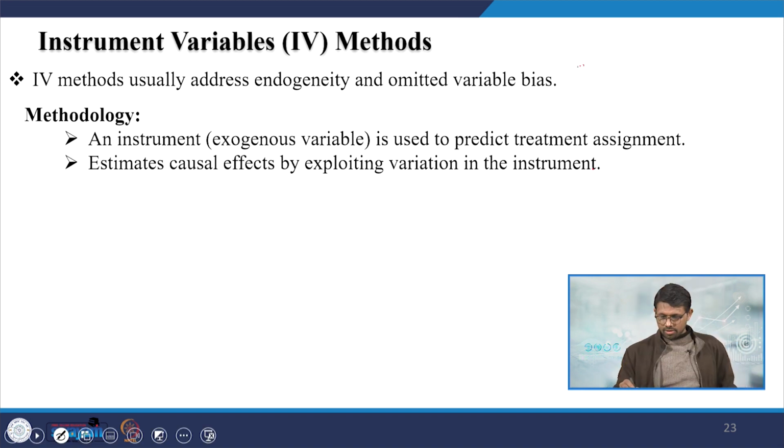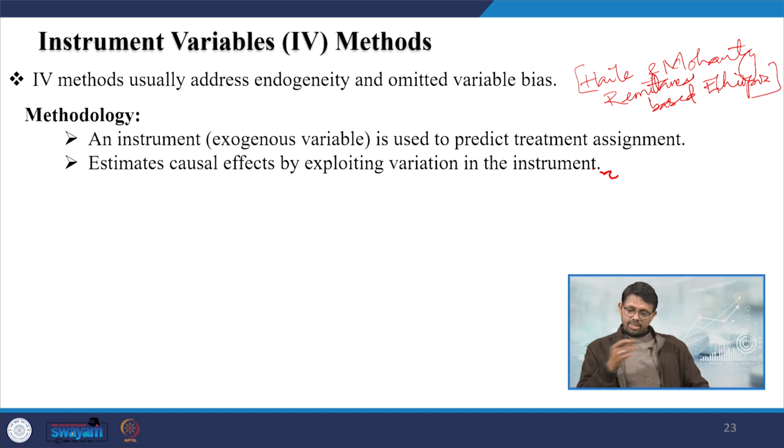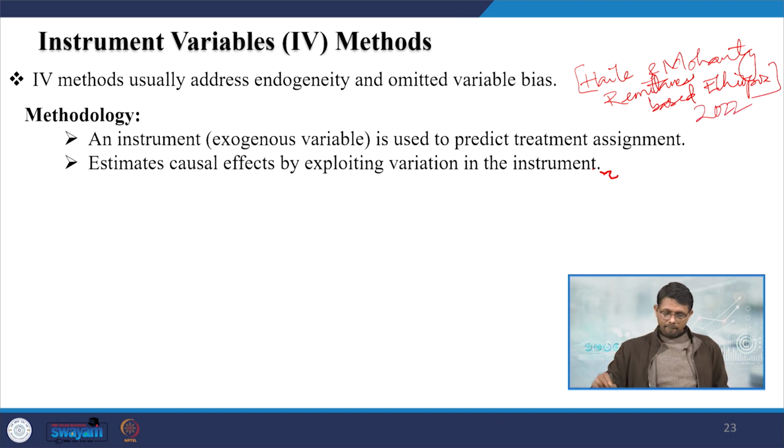I am just citing here Haile and Mohanty, published in a top journal, on migration and remittances. This work is based on Ethiopia, published in 2022.